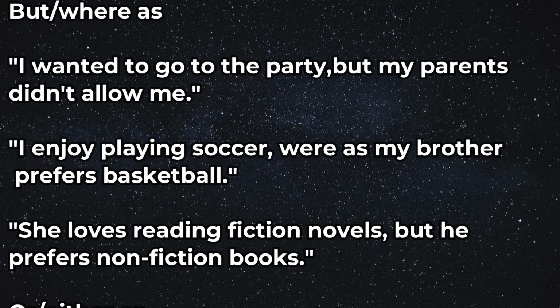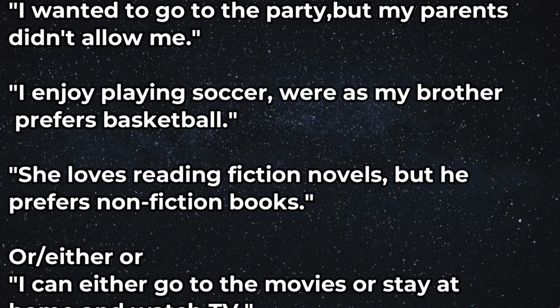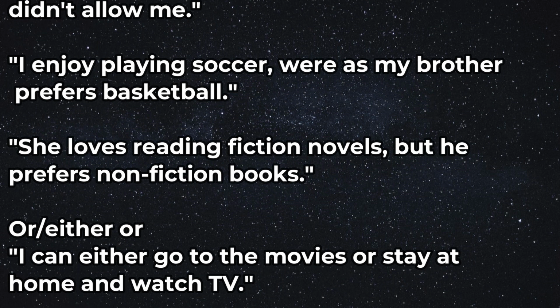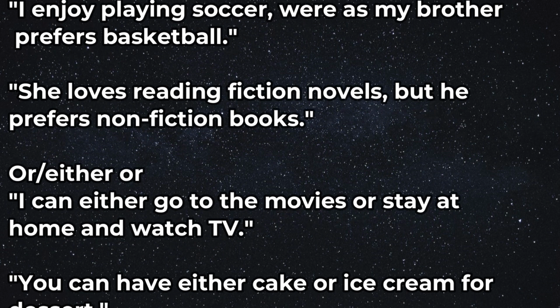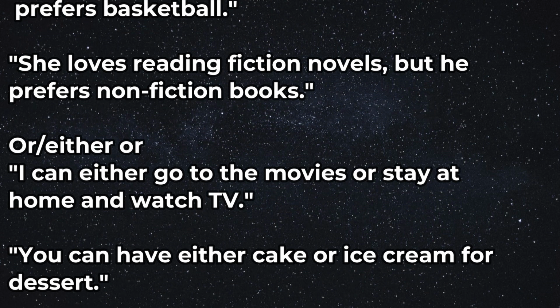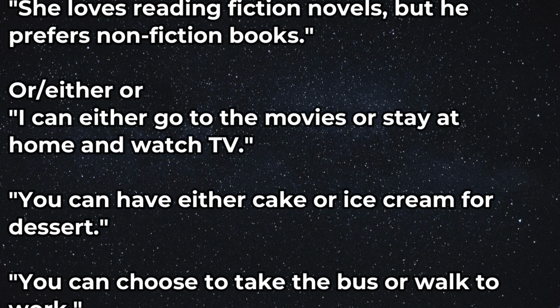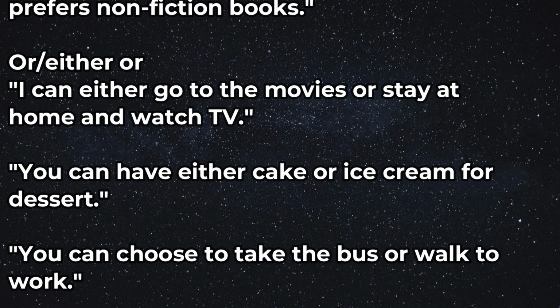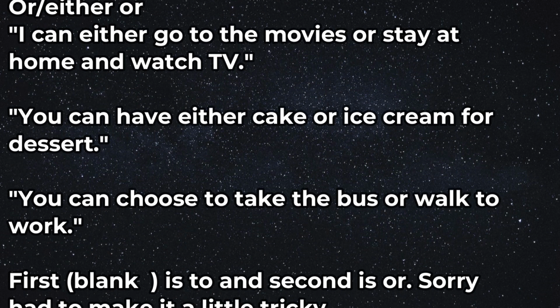Or, either or. I can either go to the movies or stay at home and watch TV. You can have either cake or ice cream for dessert. You can choose to take the bus or walk to work. First is to and second is or. Sorry, had to make it a little tricky.